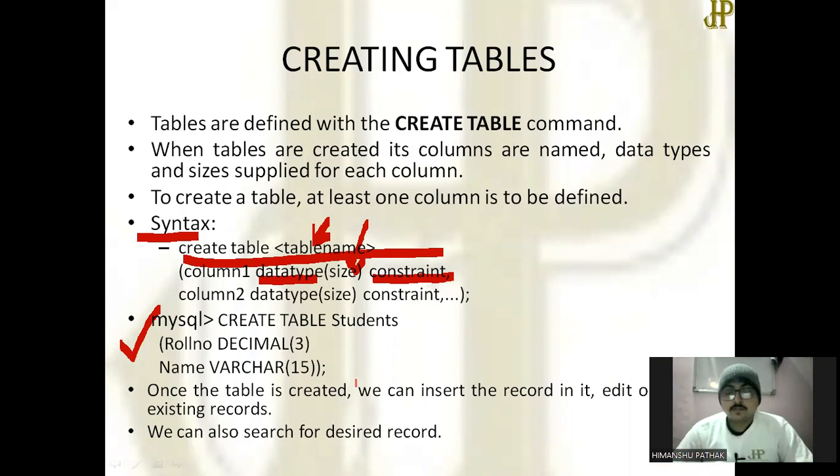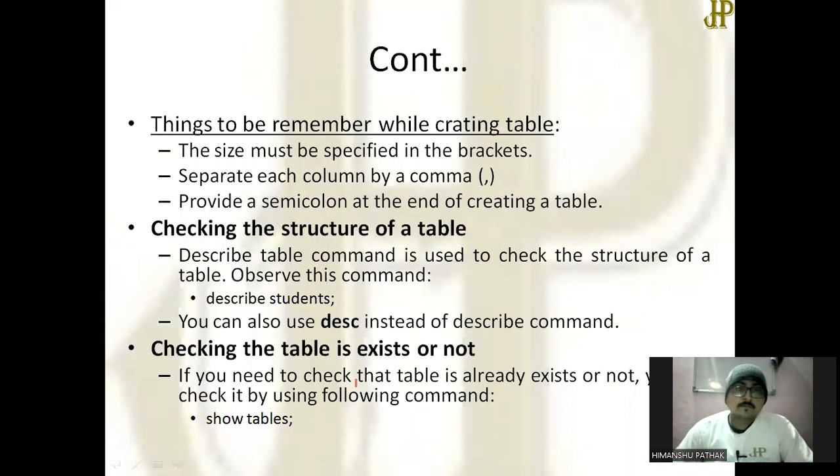Okay. Now, three things have to be remembered while creating tables. What they are? First one is size must be given in brackets. After every column, comma is to be put, and then at the last, semicolon is to be given.